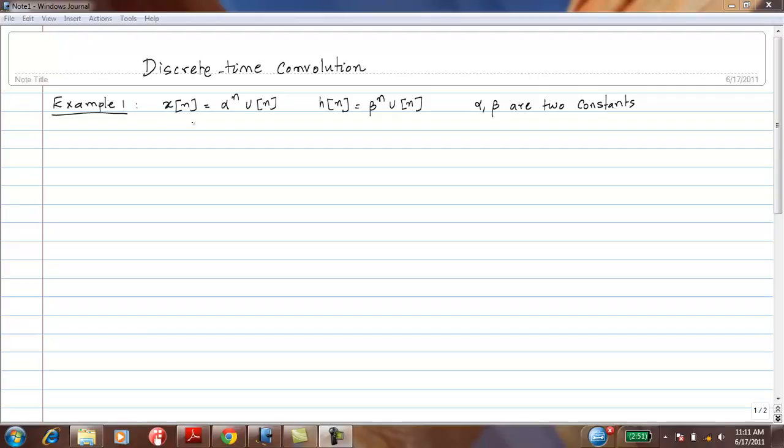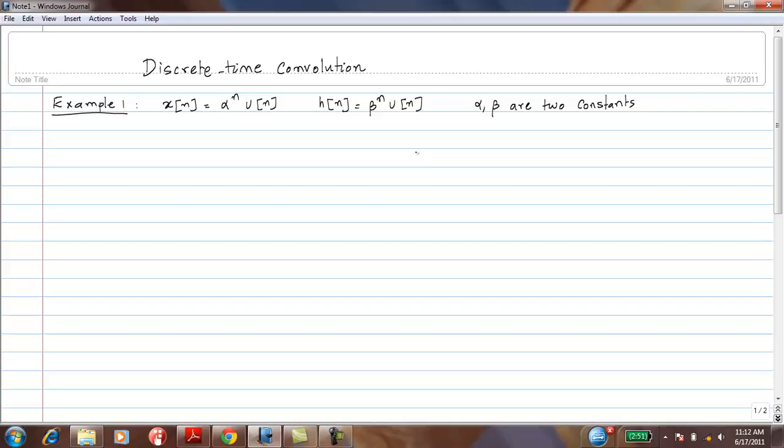I'm going to work out a couple of problems now to show the mechanics of discrete time convolution. So the first problem we're going to look at is convolving a signal of the form alpha to the n u of n with h of n, which is beta to the n u of n, where alpha and beta are just two constants. I mean, alpha could be 0.9, beta could be 0.3, or alpha could be complex and beta could be complex as well. But the important thing to note here is alpha and beta are just two constants.